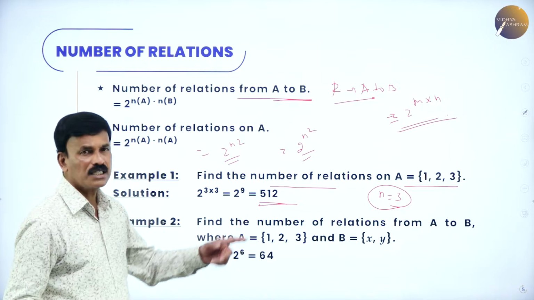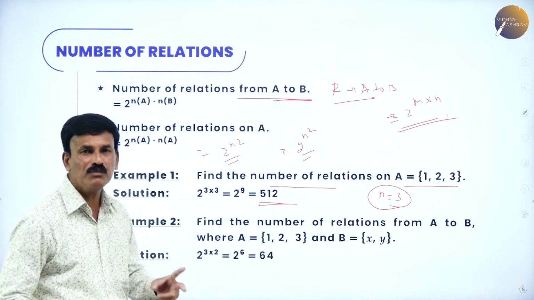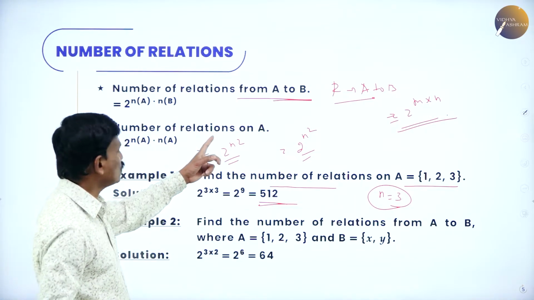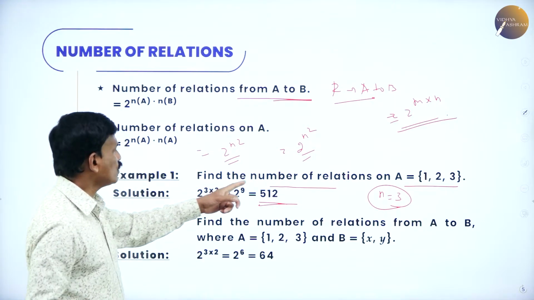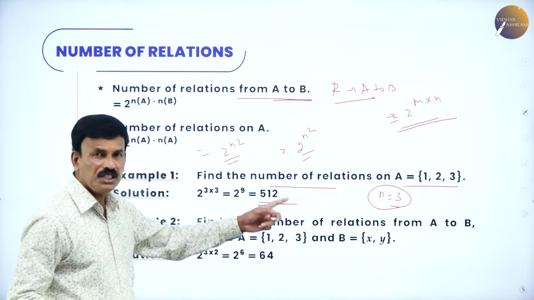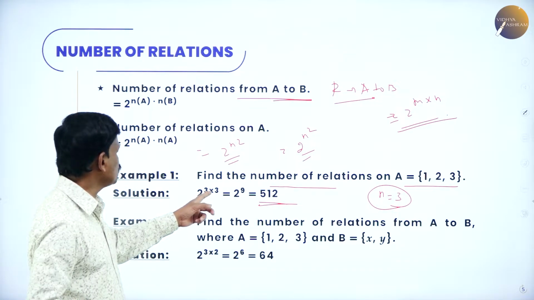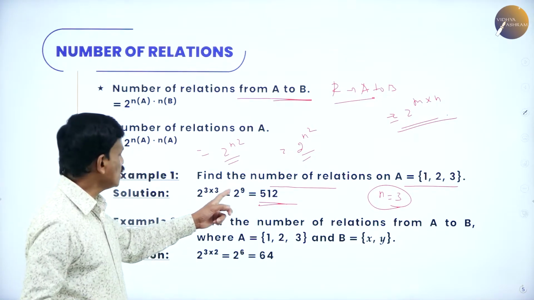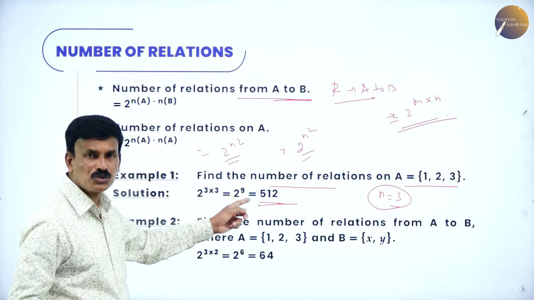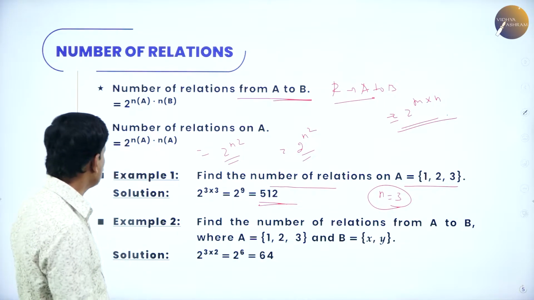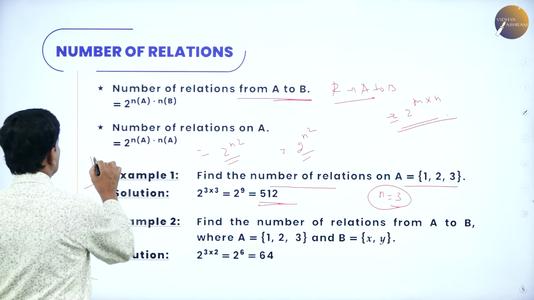Here A contains only 3 elements. So, according to the formula, find the number of relations on A to A. The number of relations on A to A is 2 to the power of n into n. That is, n is 3 and n is 3, 3 into 3 is 9. 2 to the power of 9 is equal to 512. This is very important for 1 mark.